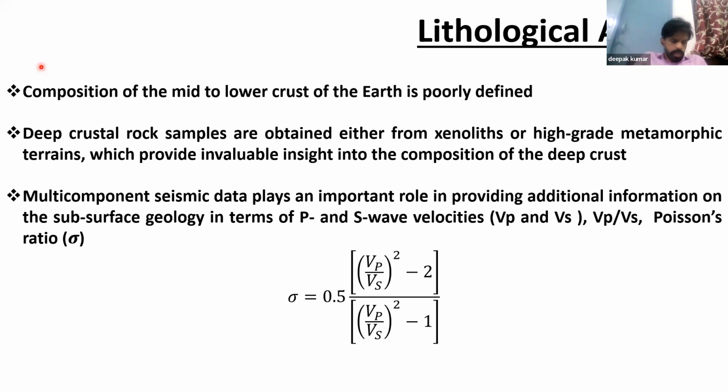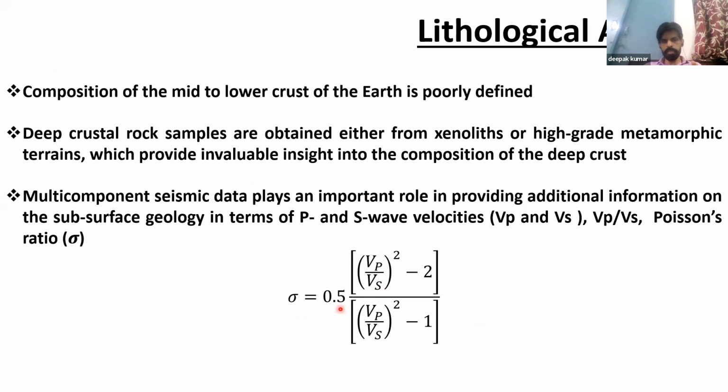Now, lithological analysis. Lithological analysis is done by computing what? VP by VS and Poisson ratio. So now I have P wave velocity information and S wave velocity information, so I can compute VP by VS and also Poisson ratio. And we all know that Poisson ratio and VP by VS are lithological indicators for any area.